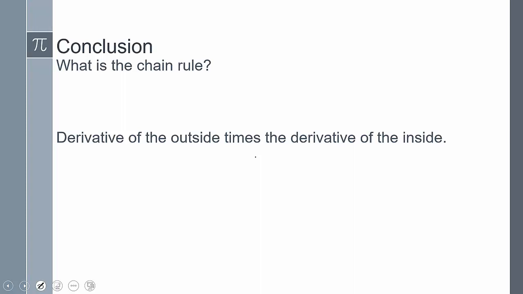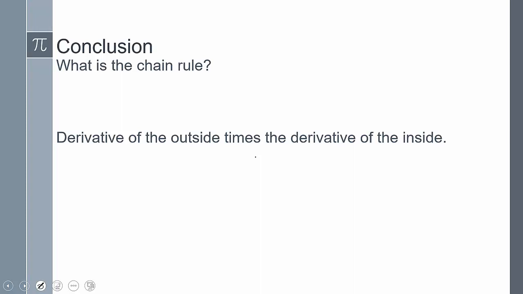So to conclude this lesson, what is the chain rule? The chain rule is a way for us to take the derivative of more complicated functions. And essentially what we're doing is we're breaking our function into a composition of functions to be able to then take the derivative of it.